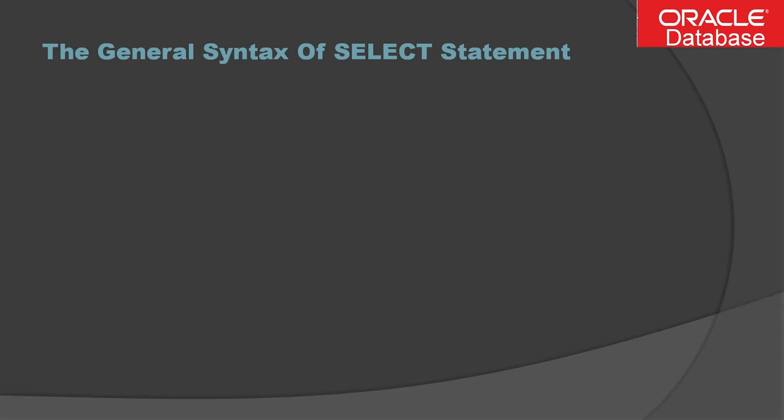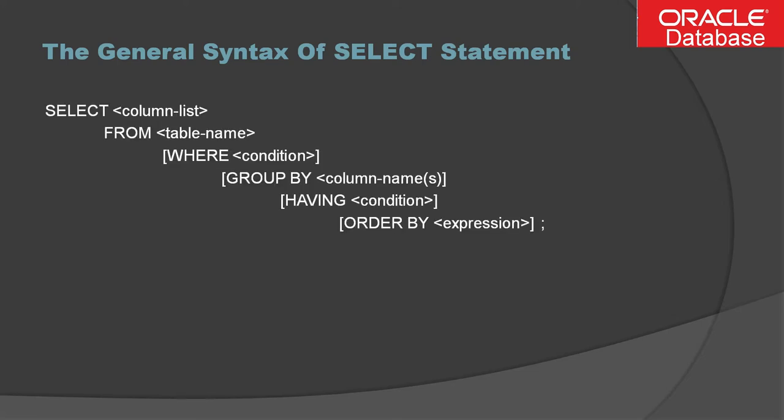As far as the select statement is concerned, this is the general syntax. Let's try to understand. First of all, you have to write the select keyword, then you specify the column list. Here the column list specifies the columns to be selected. One or more columns may be selected. If we are selecting more than one column, then make sure that every column is separated with a comma. Now you have to write the from keyword, then the table name. Here the table name specifies the table from which columns are to be selected.